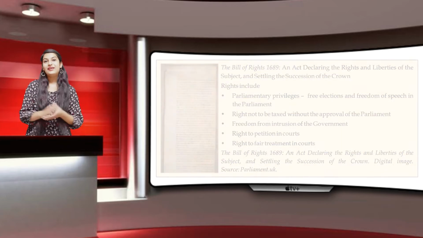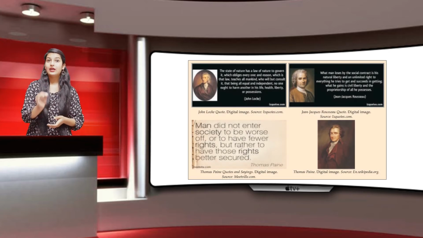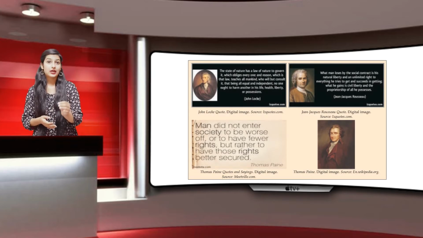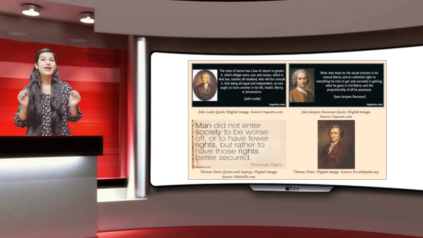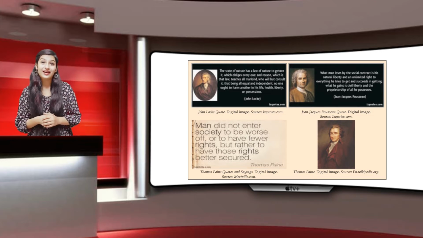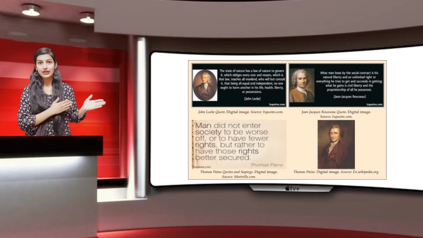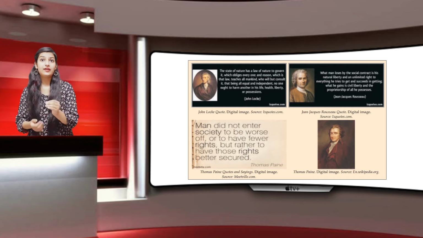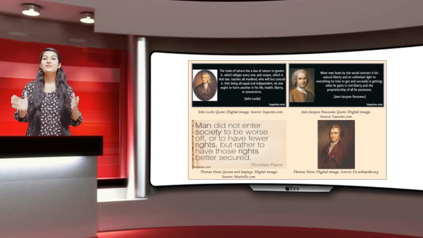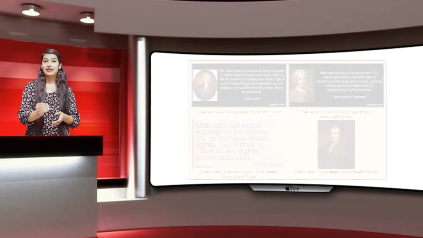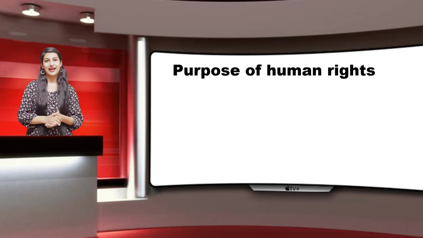Besides, some of the Western thinkers, including John Locke, Jean-Jacques Rousseau, Thomas Paine, etc., also attempted to define the concept of human rights, that you can see in the given image, where their definitions are also illustrated. Now let's move on to the second point, that is the purpose of human rights.